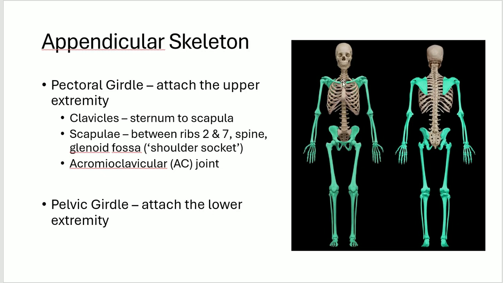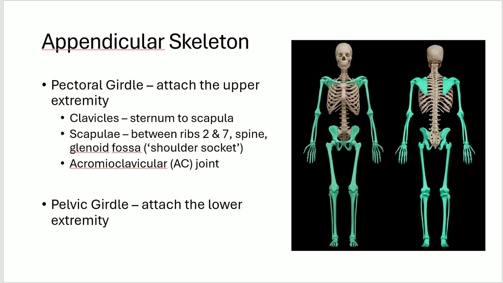And then clavicles are right there. But anyways, the scapula, like I said, flat triangular bone between ribs 2 and 7, next to the spine on our upper back.